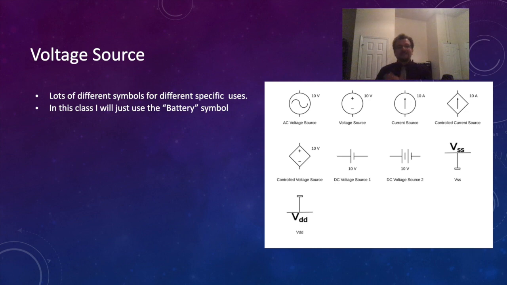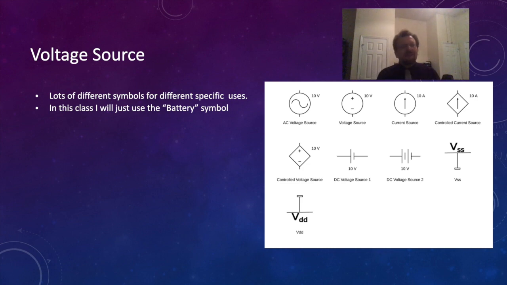So we've got symbols for voltage sources, and there's lots of different symbols for voltage sources here, depending on exactly what the voltage source is, what it's doing, and so on. But the only thing that we really care about in this diagram of all the various different symbols are the two in the middle. So that's going to be the symbol for a battery.